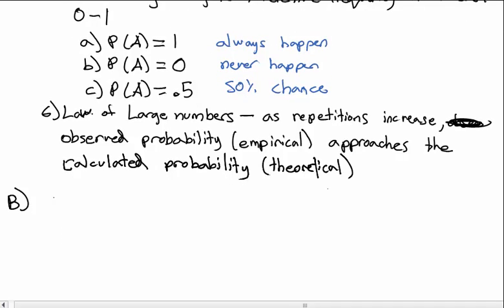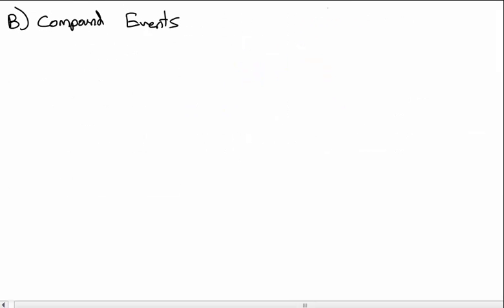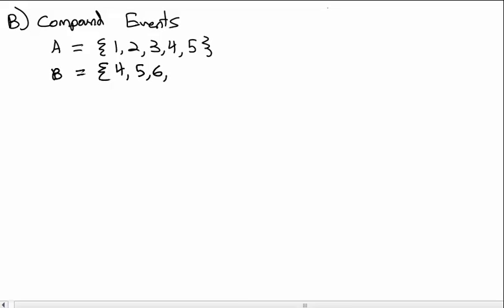Now, as we're working with probabilities, we're often interested in what are called compound events, or several events happening together, or one affecting the probability of the other. So let's say, to set this up, event A means I reach into a hat and draw out the number 1, 2, 3, 4, or 5. And event B means I reach into a hat and draw out the numbers 4, 5, 6, or 7.